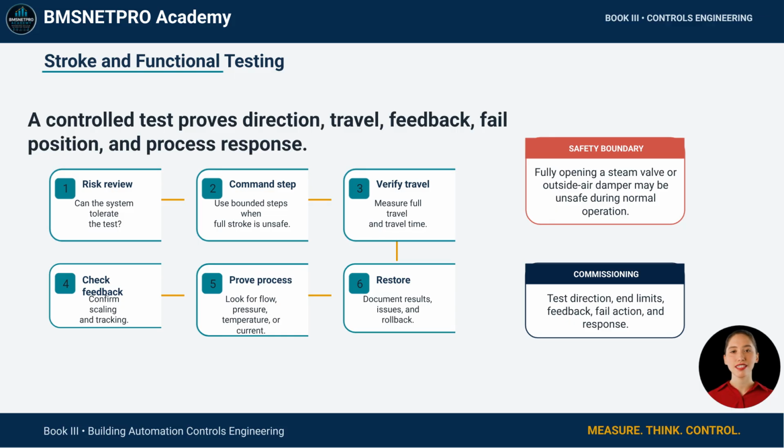Record the starting condition, the command, the expected response, actual travel, feedback, process evidence, and any delay. Then restore normal operation and document the result. Functional testing turns assumptions into evidence.